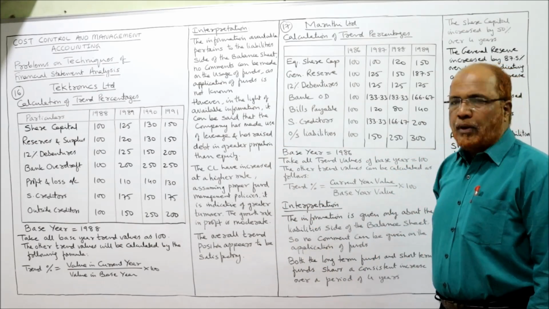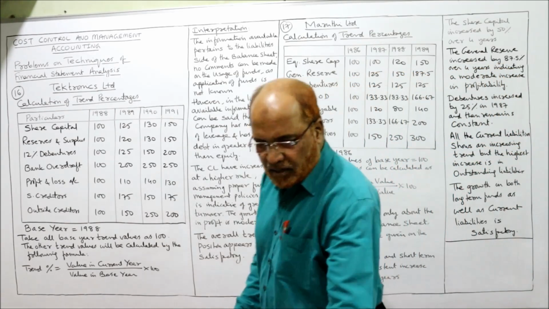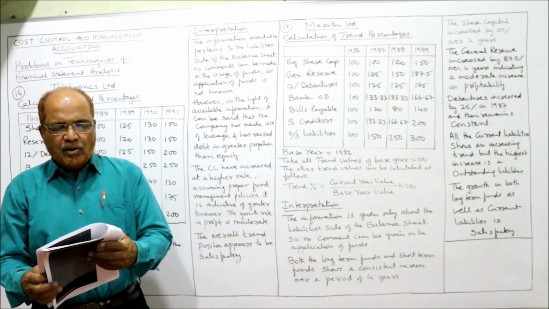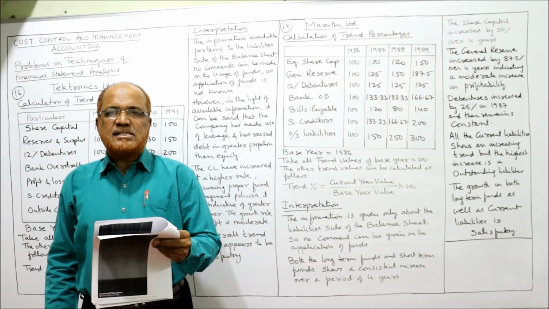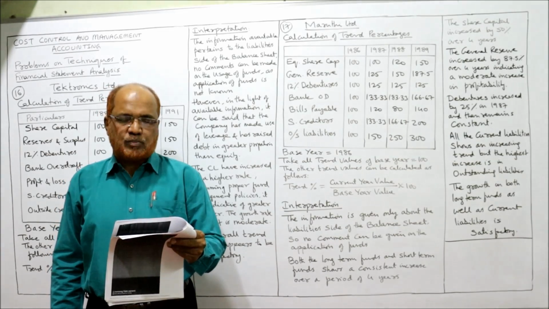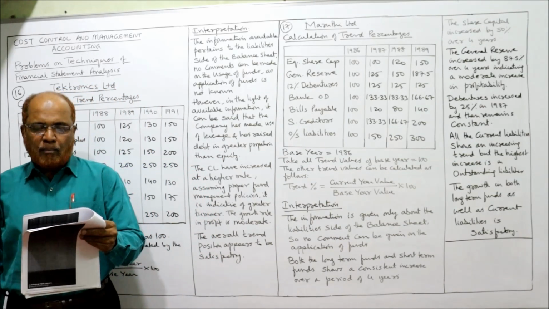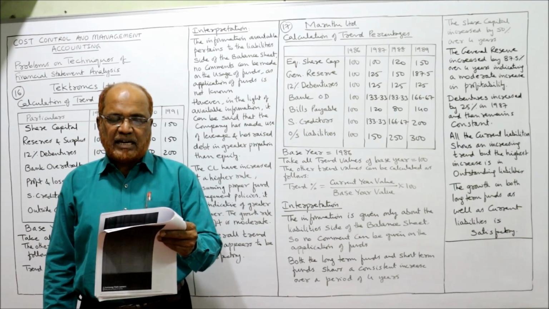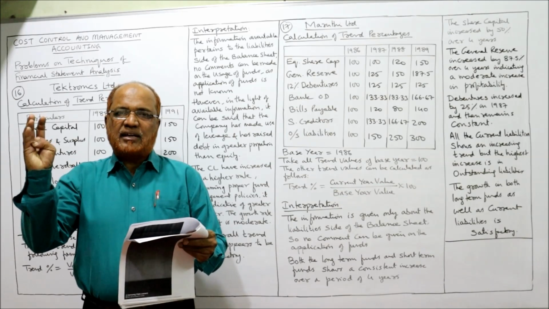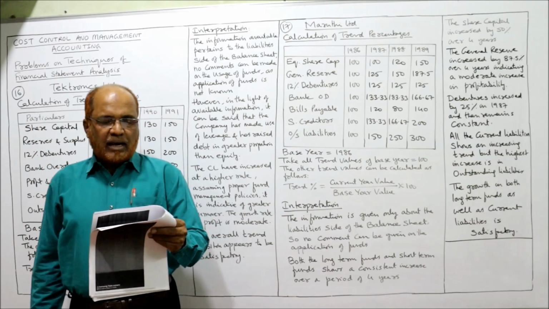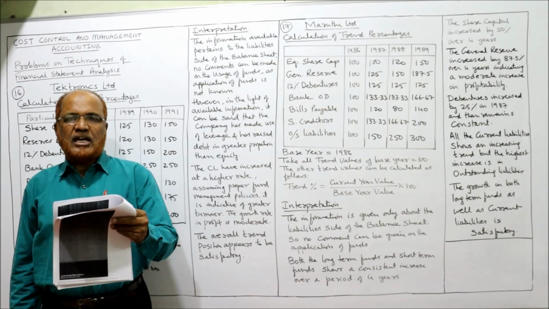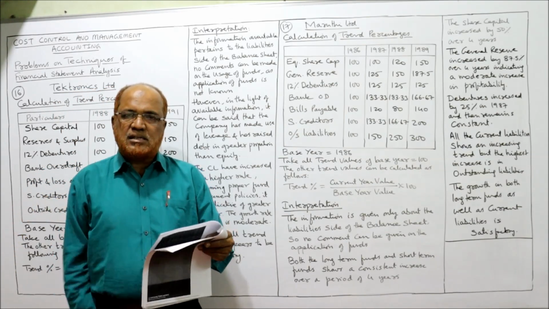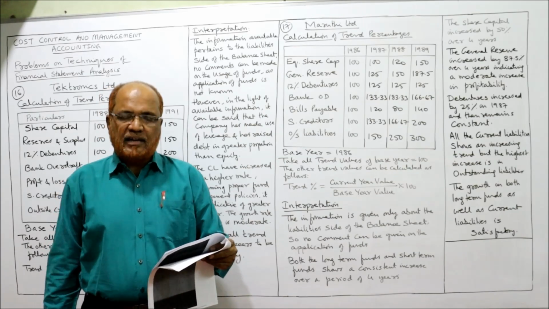This is the end of problem number 16. Now I am reading out problem number 17. See carefully. From the following data relating to the liabilities side of the balance sheet, exactly similar to the previous problem, liabilities side of Maruti Limited for the period ended 31st December 1986 to 31st December 1989. So 86, 87, 88, 89, 4 years data. You are required to calculate the trend percentage taking 1986 as the base year and comment. Exactly similar. Base year 1986.